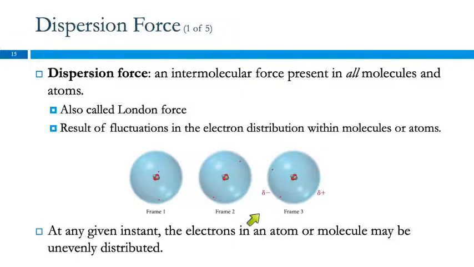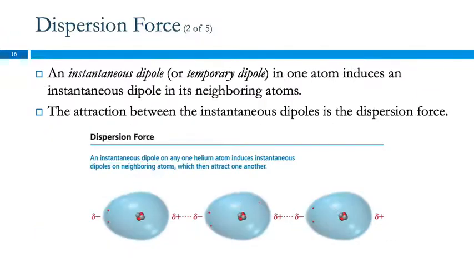So when this just randomly, spontaneously happens, we get a lopsided atom. Here we have the lopsided atom, and now we've distorted the electron cloud to indicate there's more electron density over here and less over there: partial negative, partial positive charge.